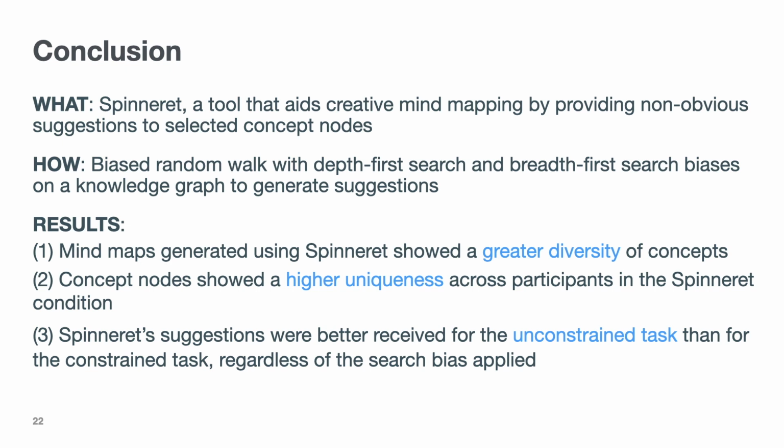To conclude, we have presented Spinneret, a digital mind mapping tool that aids creative mind mapping by providing non-obvious suggestions to selected concept nodes. This was achieved by a biased random walk with depth-first search and breadth-first search biases on a knowledge graph to generate suggestions. From our study, we found that the mind maps generated using Spinneret showed a greater diversity of concepts. Concept nodes showed a higher uniqueness across participants in the Spinneret condition. Lastly, Spinneret suggestions were better received for the unconstrained task than for the constrained task regardless of the search bias applied.